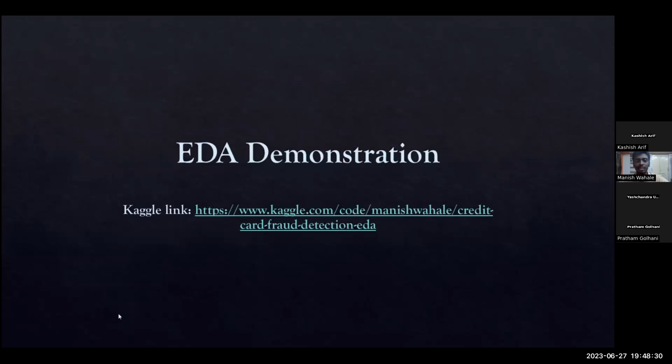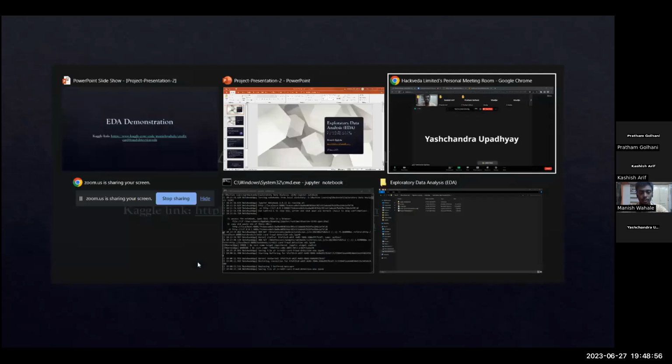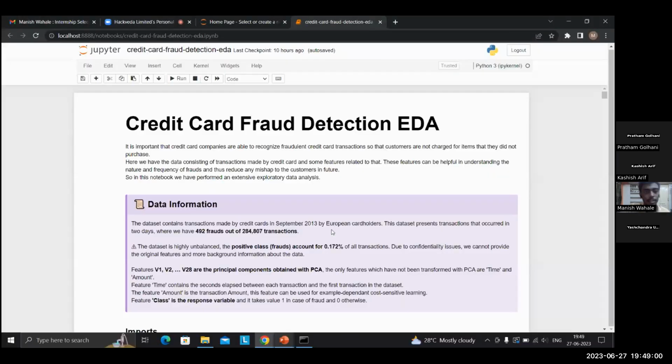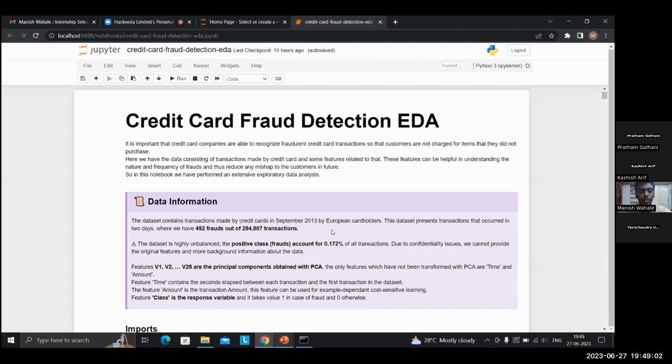So let's see the demonstration, because most of the part will be focused on the demonstration itself and the presentation will be lighter. You can find the interactive Python notebook link on Kaggle, which I have made public. For now, for the sake of presentation, I am loading it from my local machine. So here's the code, that is the notebook.